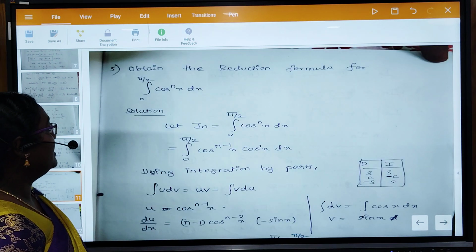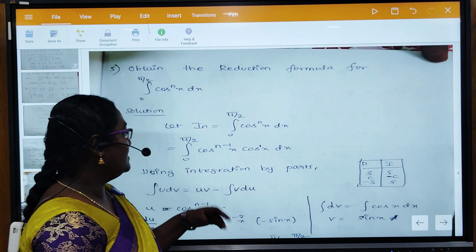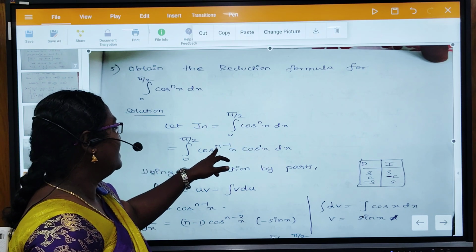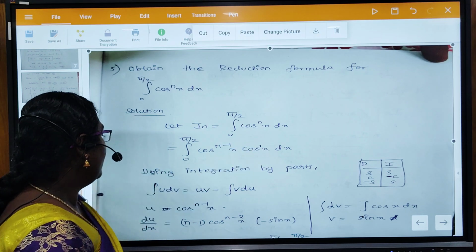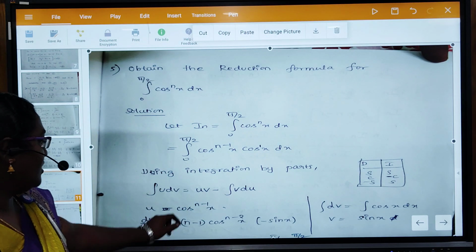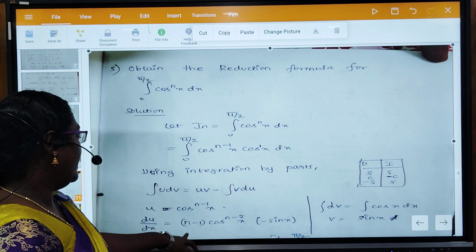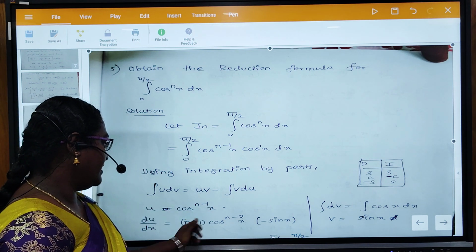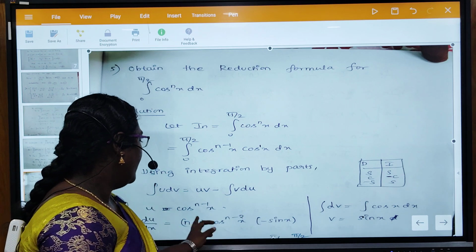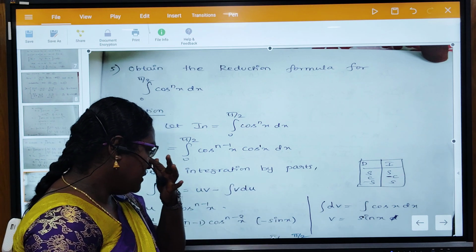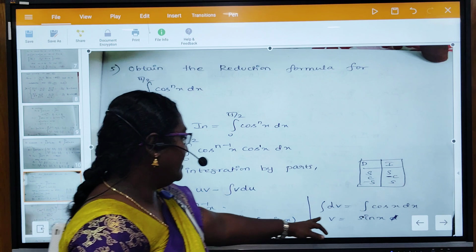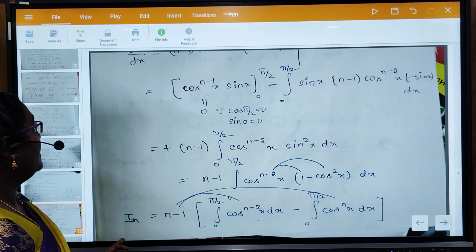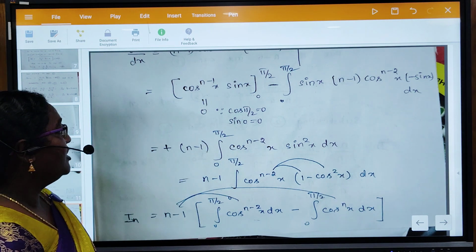The next one, similarly cos power nx dx, same as we did in the earlier problem. We are splitting the powers into n minus 1 into 1. Same integration by parts, we are taking cos power n minus 1 as u. So when we differentiate this, treating x power n as an algebraic function, the differentiation is n x to the power of n minus 1, and the differentiation of cos x is minus sin x. So this is the answer for du, and when we integrate dv, cos x, it is sin x.